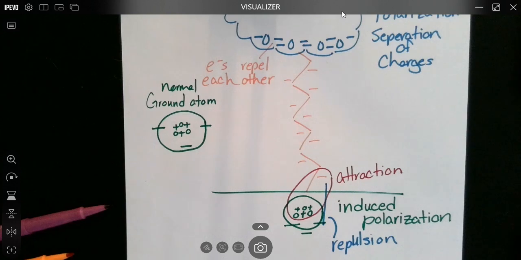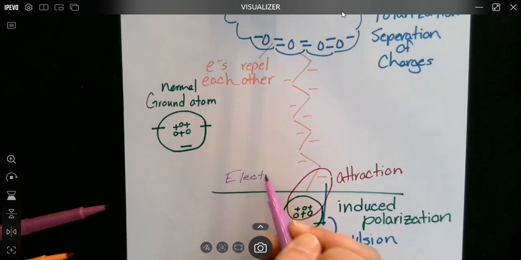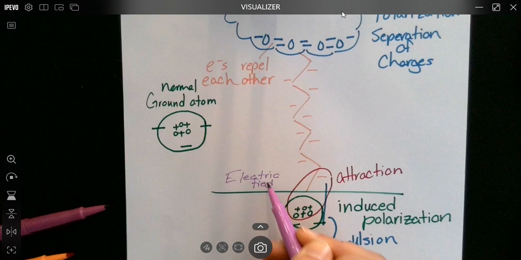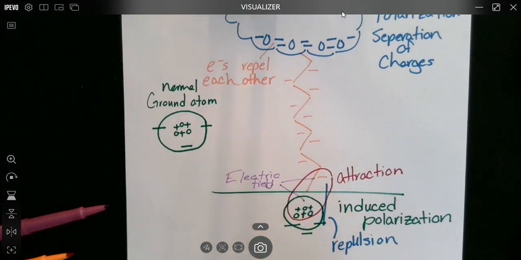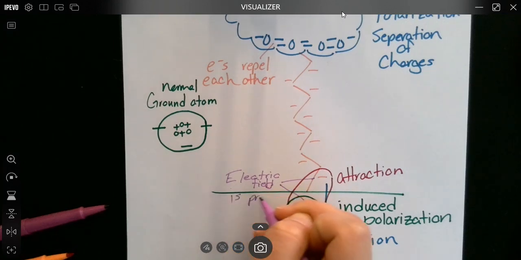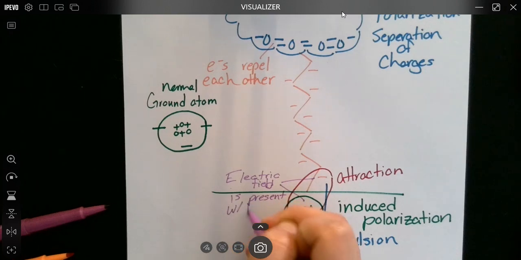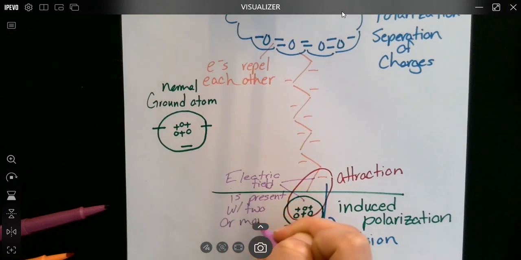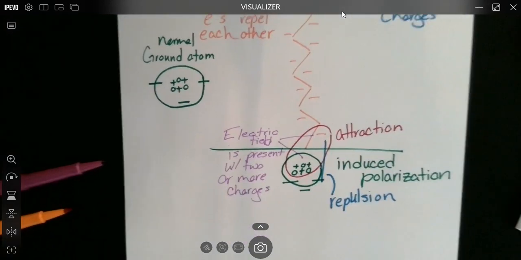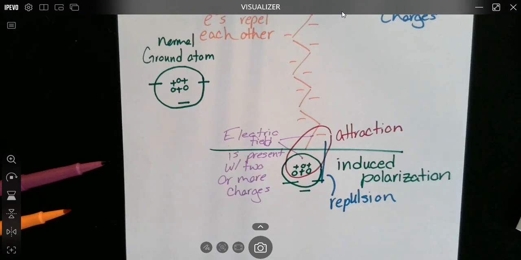The only other word that I have not mentioned is the electric fields. Electric fields are present anytime you have two or more charges. And remember, this is just related to the fact that there's going to be a force there. Because there's attraction and repulsion, there is an electric field pushing and pulling on these charges in order to get them to follow the rules of likes repel, opposites attract.